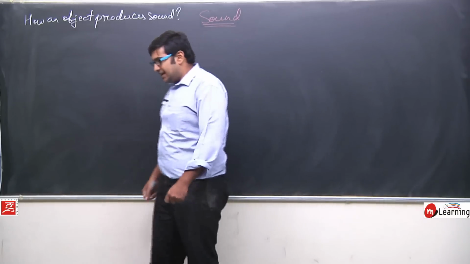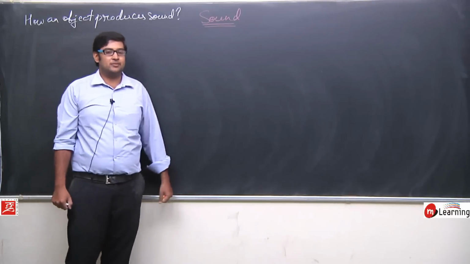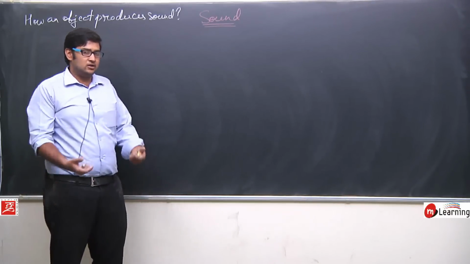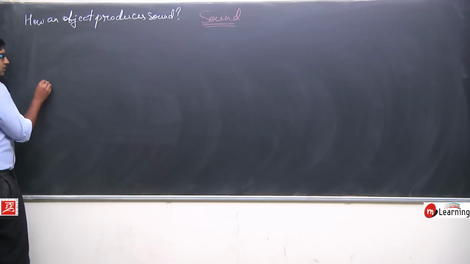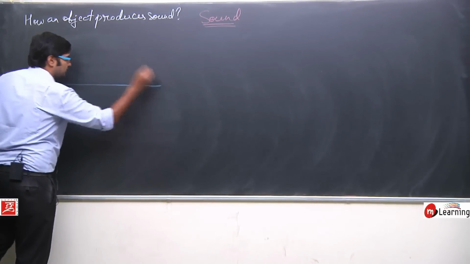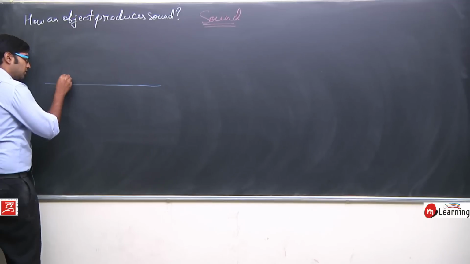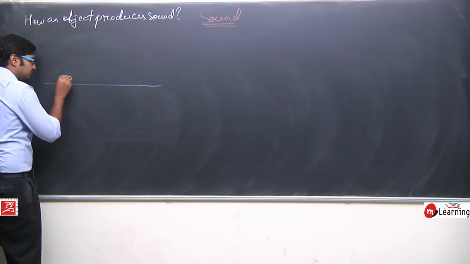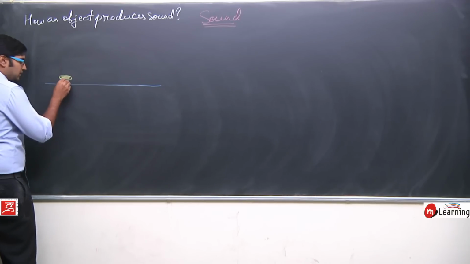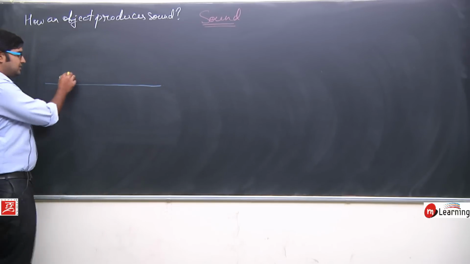For that we will try to understand a very simple experiment, which you can perform at your home as well. Let's assume this is a table. On this table I will put two nails, half inside the table and half outside the table, so that the nail should not move.